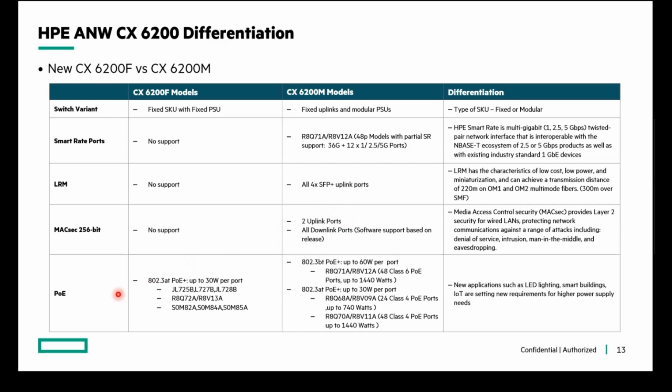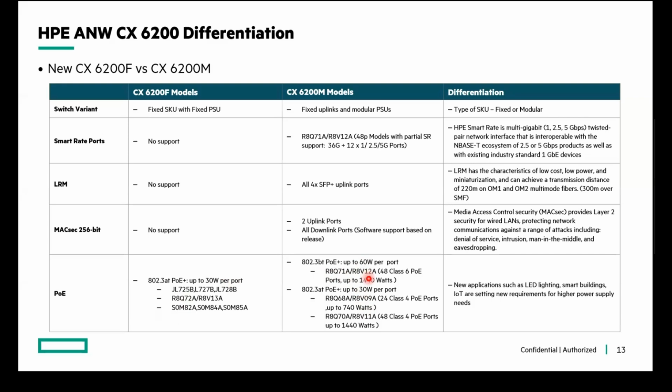And as far as PoE, on the 6200F, we have up to 30 watts of PoE per port on the front panel for any of the PoE models in the 6200F. So that is up to class 4 PoE support. And in the 6200M, we have PoE support up to class 6. So the base models all support class 4, which is up to 30 watts of PoE per port. And on that one model, we have up to class 6 PoE support. So that is up to 60 watts per port.